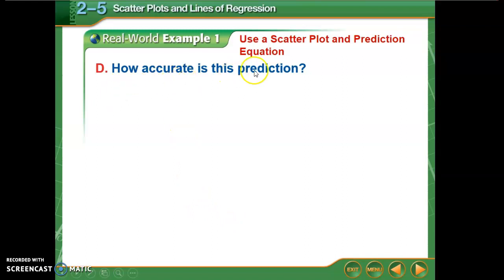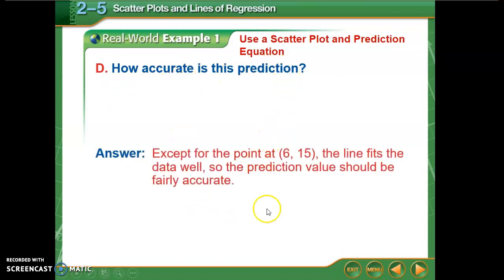Alright, so how accurate is this prediction? So let's take a look. Except for the point at 6 and 15, the line fits the data well, so the prediction value should be fairly accurate.